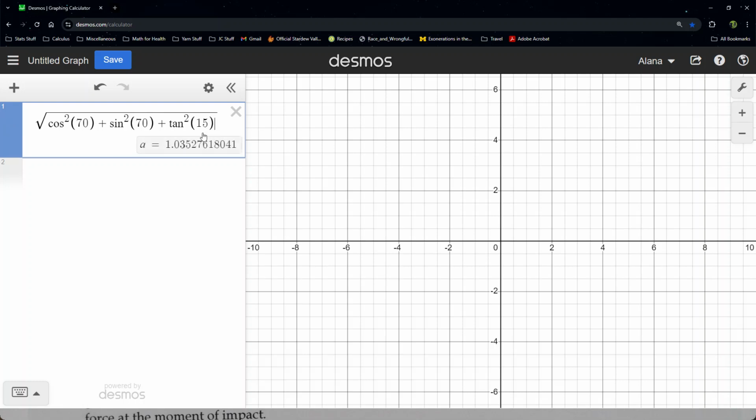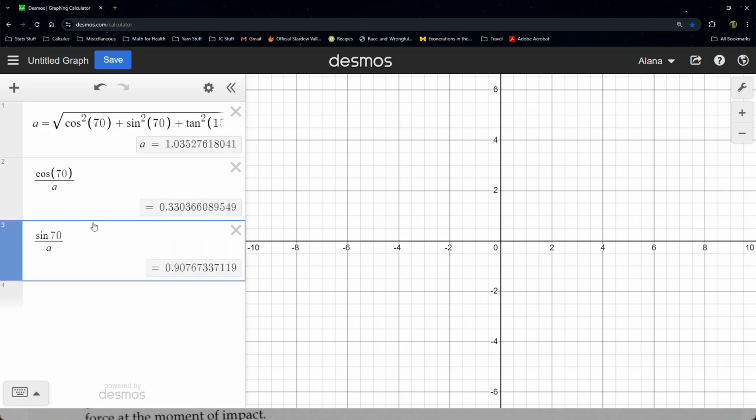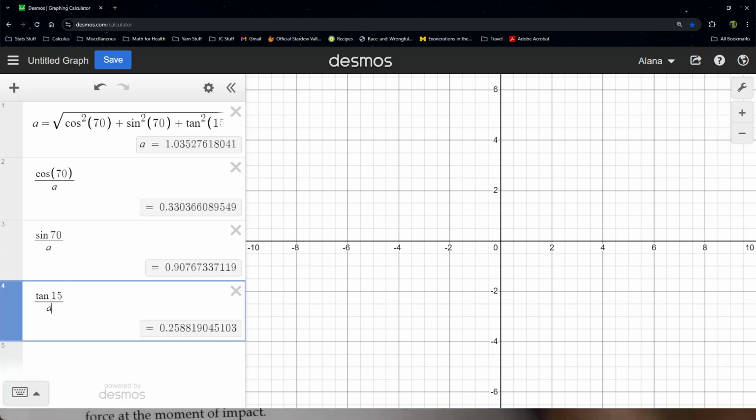And there we have it. It's 1.03. So now what I'm going to do is I'm going to take the cosine of 70. I'm just going to divide it by a, that value. And then I'm going to take the sine of 70 and divide it by a. And then I'll do the same thing with the tangent of 15. And we learned in the last section we could do this with Maple as well. We would just have to convert all our angles to radians to make it work. All right, so there we have our values. We can see that it's 0.330, 0.908 if you round it, and 0.259, roughly.